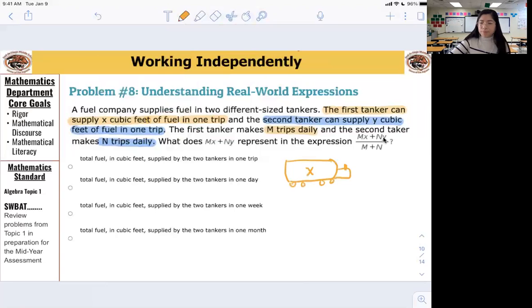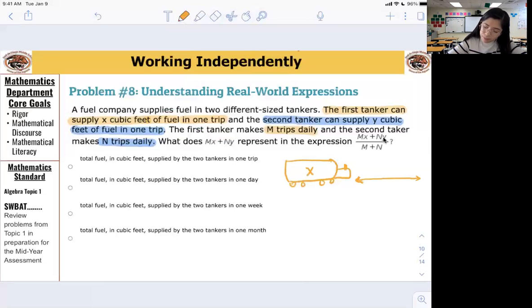And by the power of 2, right? Is it X by the power of 2? It's X cubic feet. Cubic feet is a measure of volume, so this is basically saying that it can carry this much fuel on the inside. It fills up with fuel. I'm not going to worry too much about the units right now, because that's not what the question's asking for. Okay, so this tanker goes to and from a location, right?